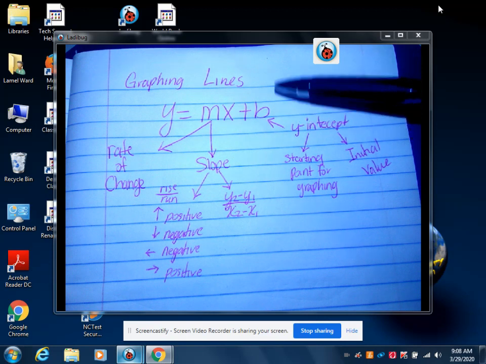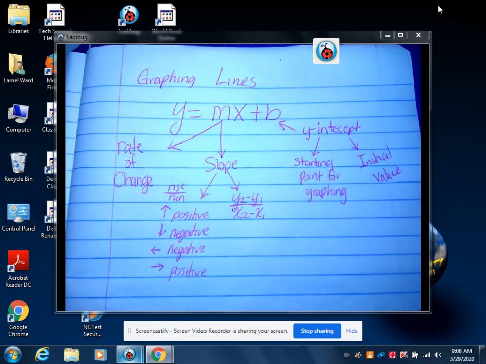For slope, remember we talked about rise over run. For rise, if it's going up, it's positive. If it's going down, it's negative. For run, if it's going to the left, it's negative, and if it's going to the right, it's positive. So that was all for slope.